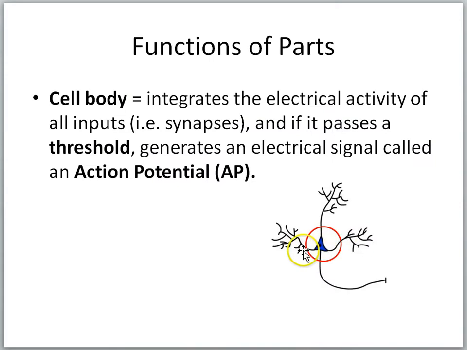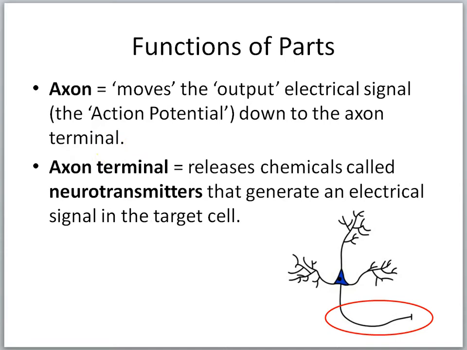The cell body is going to be integrating the electrical activity of all the inputs, all the synapses. And if that electrical activity passes a threshold, a certain value, a certain amount of electrical activity, then the cell body will generate the output signal called the action potential. The axon then moves the output electrical signal down the axon terminal, and then the axon terminal at the very end here will be releasing chemicals called neurotransmitters, and these chemicals will generate an electrical signal in the target cell.